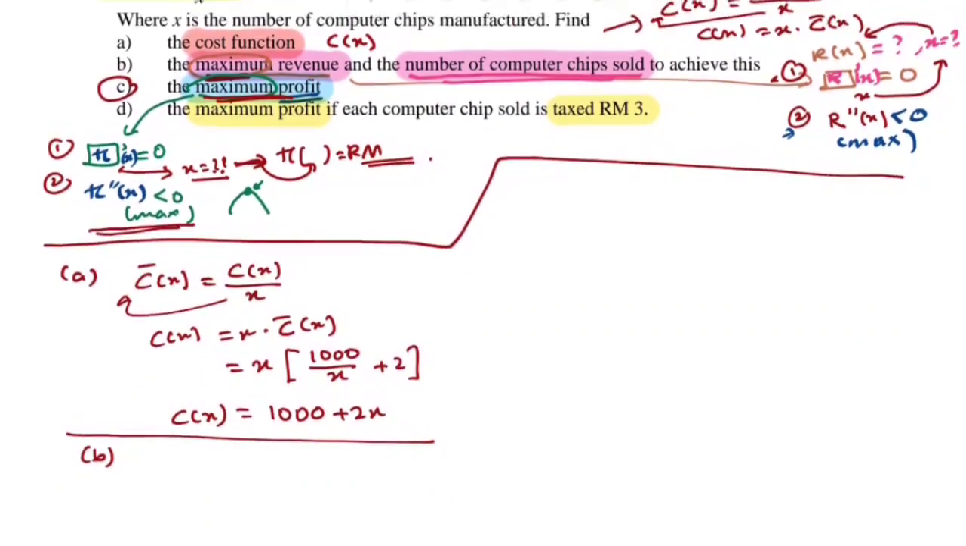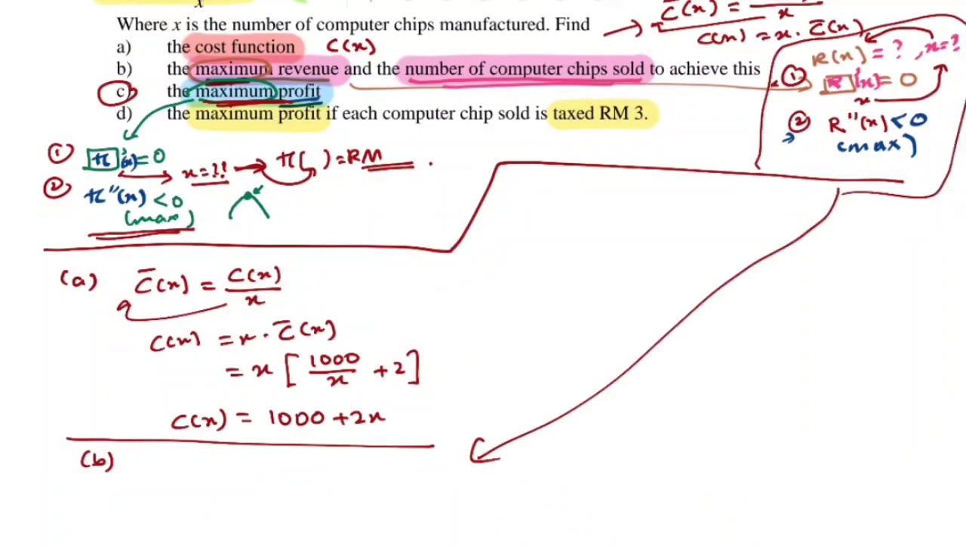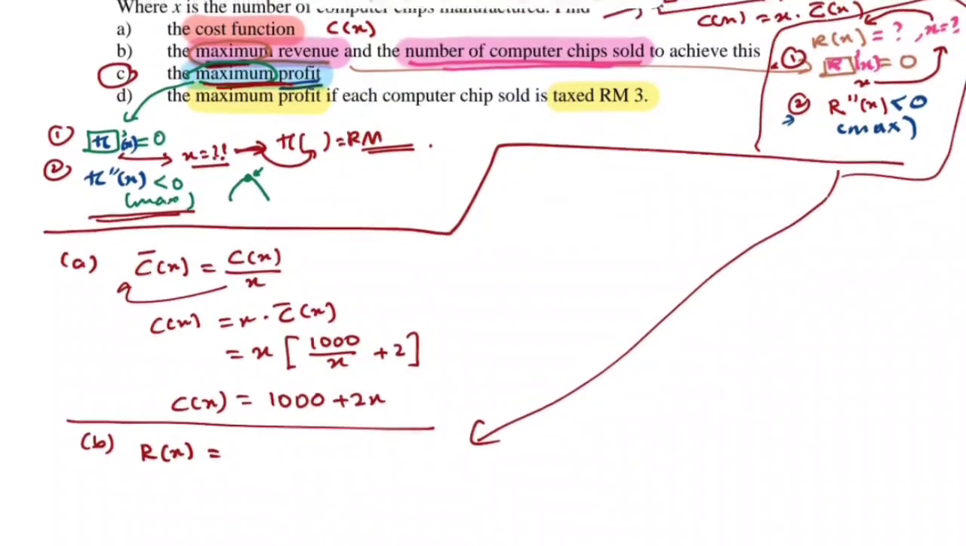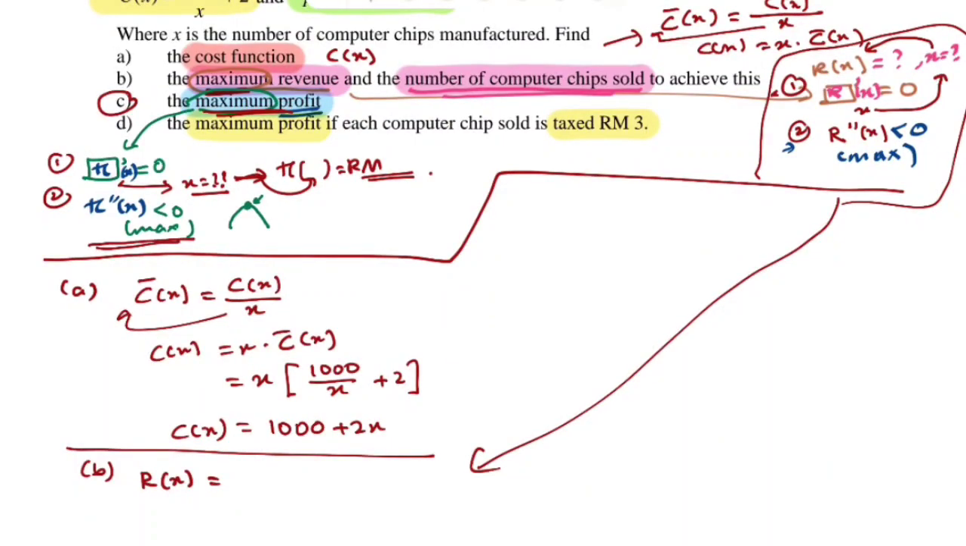Finding the maximum revenue and the number of computer chips sold to achieve this. Like I have mentioned before, here what we have to do is find the revenue function. But what is the formula to find the revenue function? Please look back at your previous tutorials. I have mentioned the formula before. The formula is just x multiplied with the price demand function.